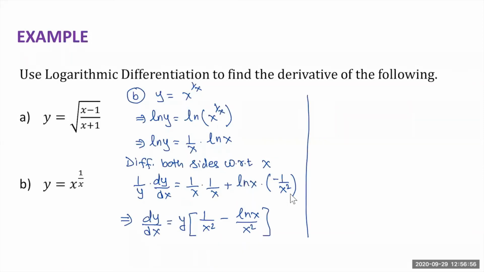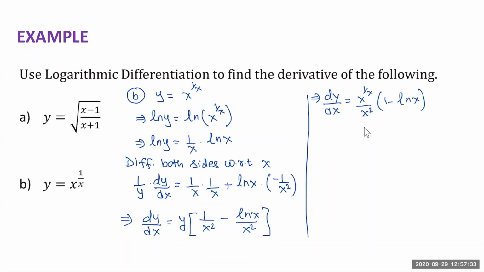So this can be written as dy over dx is equal to, now we know the value of y. Y is x raised to 1 over x. And also you can see here in the denominator, you have an x squared common. So if you pull that out, that will be in the denominator, x squared. And then you are left with 1 minus natural log x.